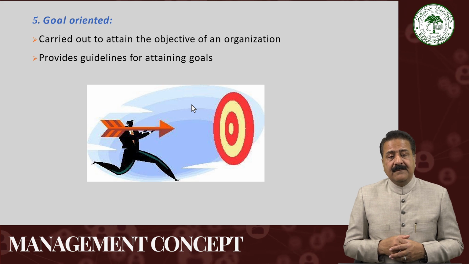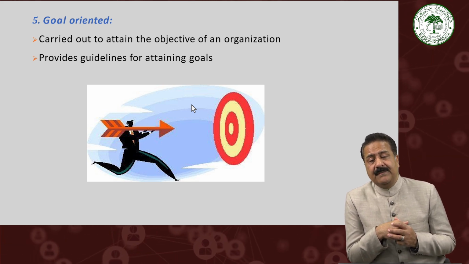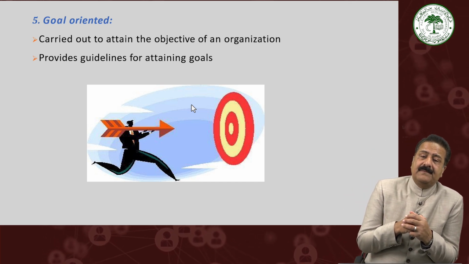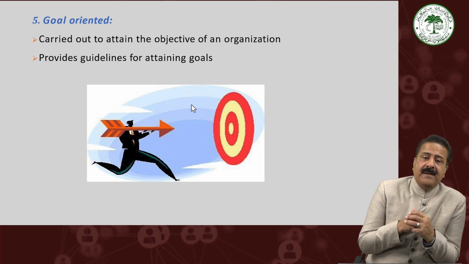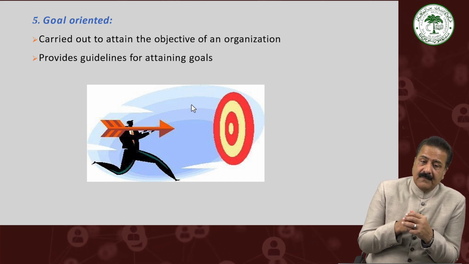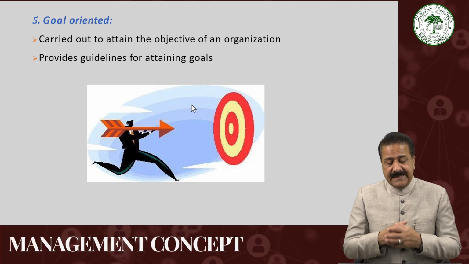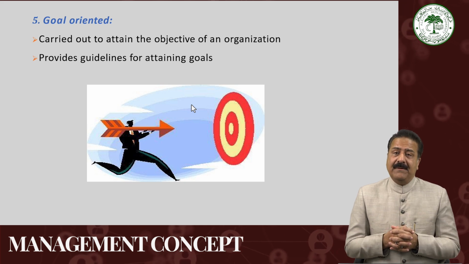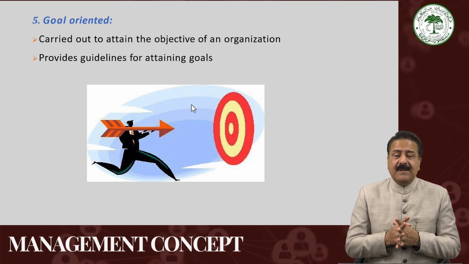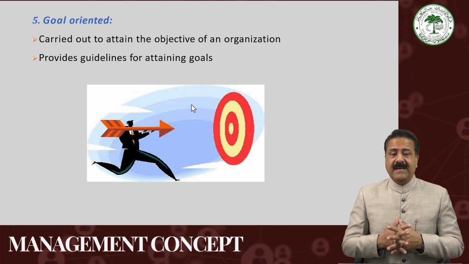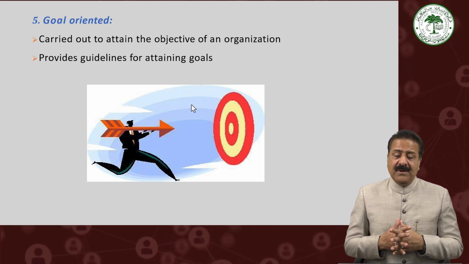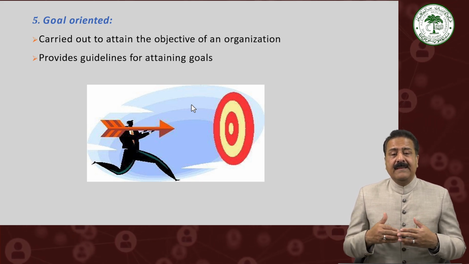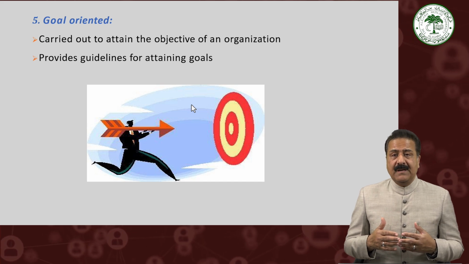Students, one important thing which you can see from this picture is that there is an aim that the person is taking. That is the goal. Planning provides guidelines for attaining the goals. It is carried out to attain the objectives of the organization. It is a goal-oriented activity, which means that it is not something which is done in a hazy way. Planning is not done for the purpose of just misuse of the resources. Planning is done to ensure that the desired goals of the organization are achieved.